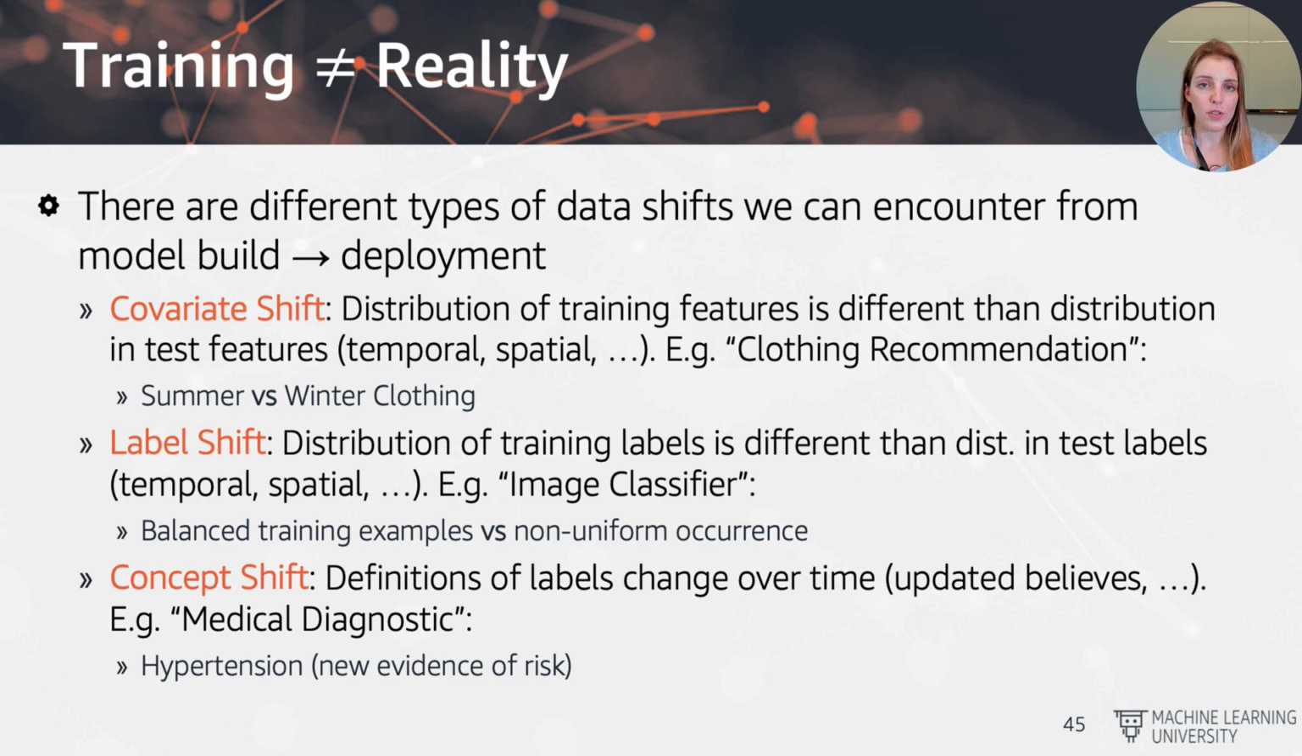The final type of shift I want to talk about is the so-called concept shift, where the definition of the labels actually changes over time. So that could be due to updated beliefs, maybe a revision underwent. And one example here is the medical diagnosis, where originally it could be a certain set of criteria that make up a certain disease, and then new findings come to light and the criteria change.